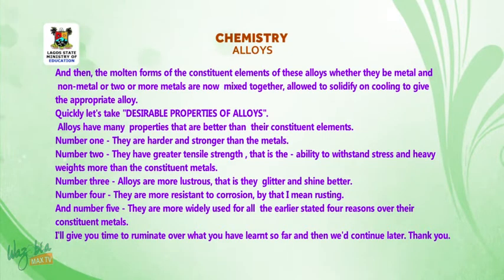Quickly, let's take desirable properties of alloys. Alloys have many properties that are better than their constituent elements. Number one, they are harder and stronger than the metals. Number two, they have greater tensile strength, that is, the ability to withstand stress and heavy weights more than the constituent metals. Number three, alloys are more lustrous, that is, they glitter and shine better.